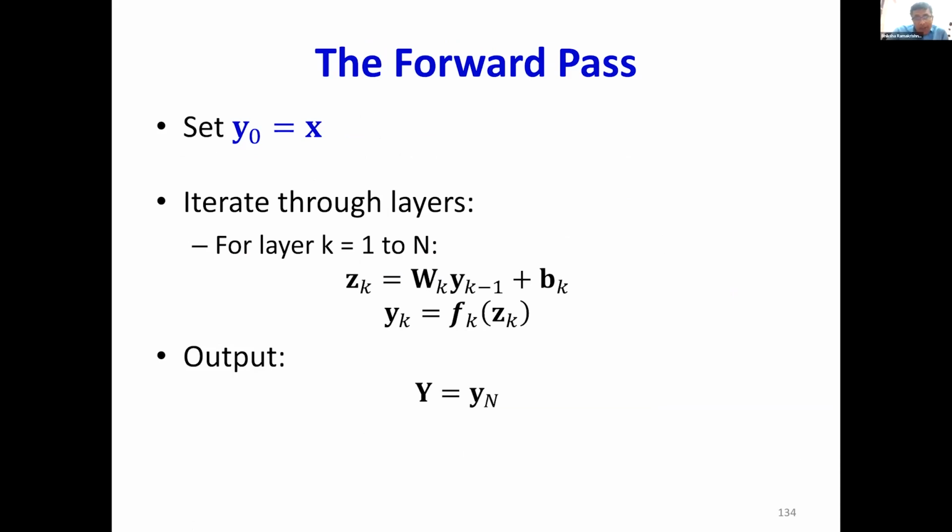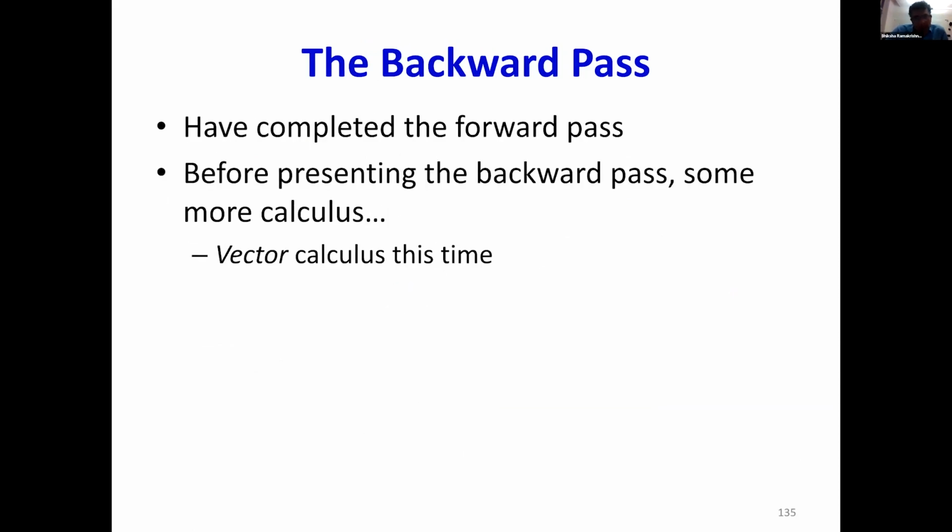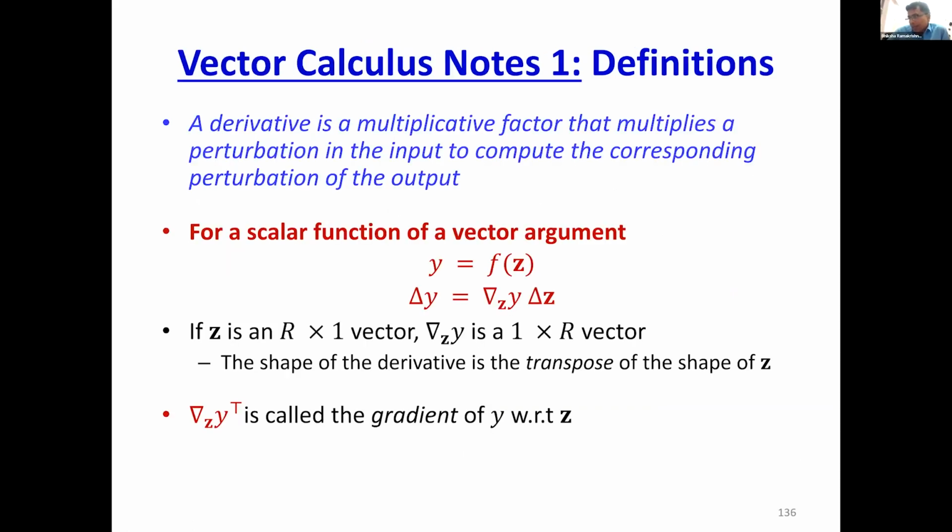And so we see why writing this as vectors makes things very simple in the forward pass. Where we get tangled up is when we begin doing the backward pass. So before presenting the backward pass, I'm going to give you some more calculus. Remember this thing, even if we saw this for scalars. If y is a function of a vector, then we said that delta y is the derivative of y with respect to z times delta z. Remember this?